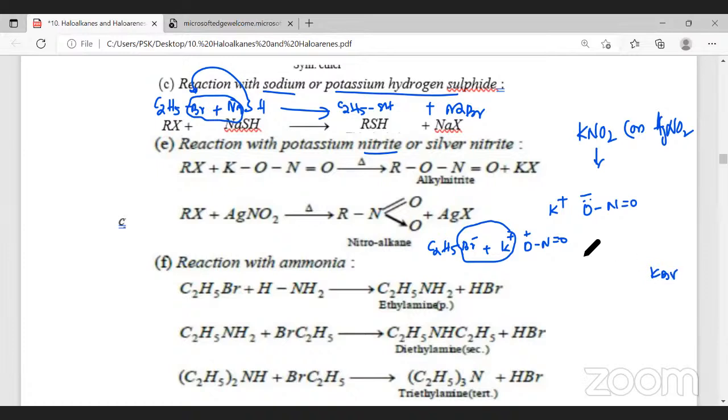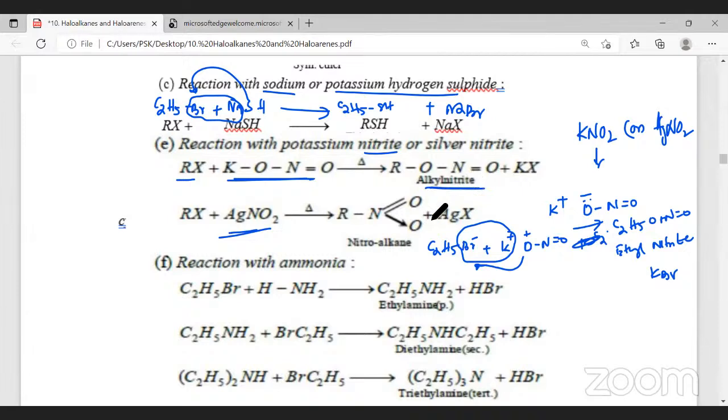In place of Br, what gets bonded? O and double bond O. So you get C2H5O single bond N double bond O. This is called ethyl nitrite. So whenever alkyl halides are reacted with potassium nitrite or silver nitrite, the product we get is alkyl nitrite.